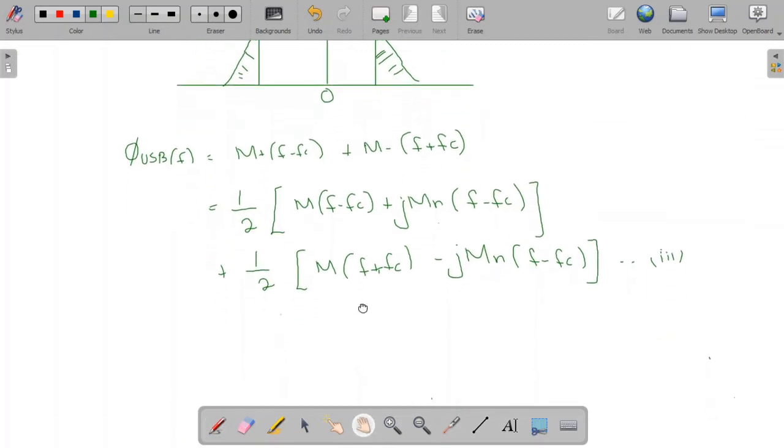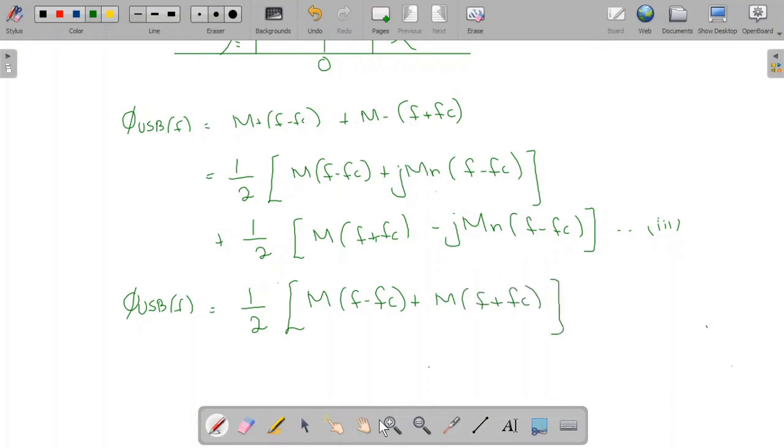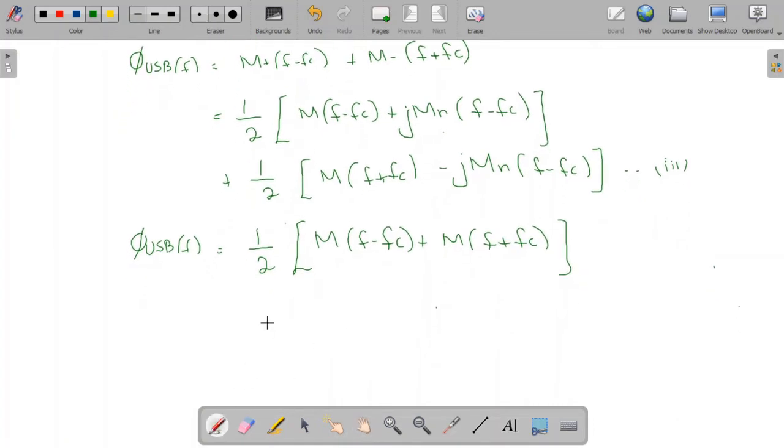Now we are going to arrange it a bit. So the upper side band is equal to half into m of f minus fc plus m of f plus fc. And for these two terms, which are the imaginary terms, I am going to take minus 1 by 2j common. So when I take minus 1 by 2j common, this will be equal to mh of f minus fc minus mh of f plus fc.